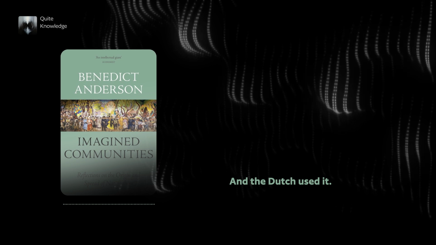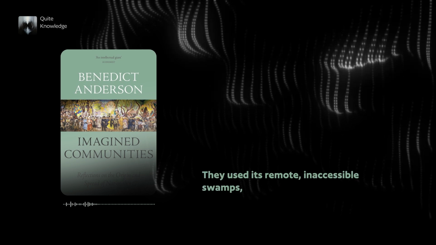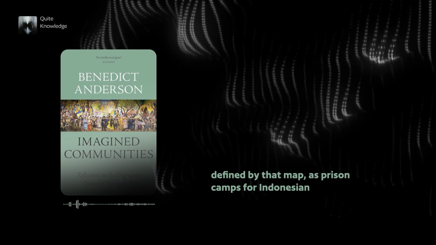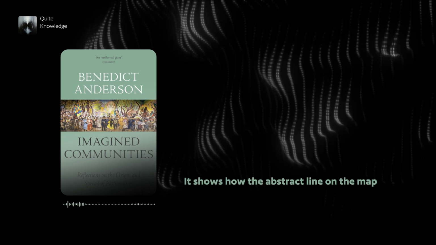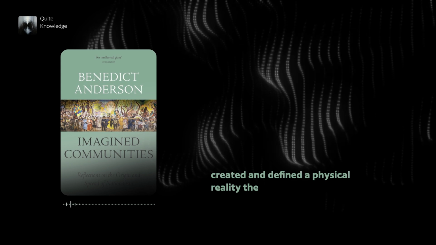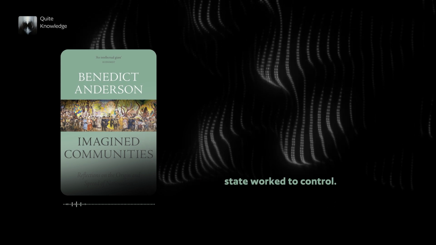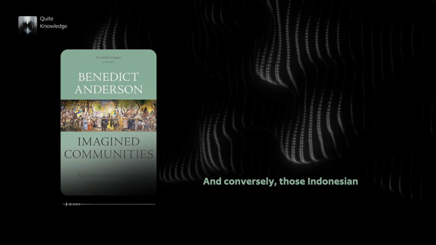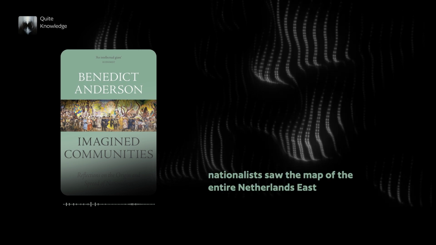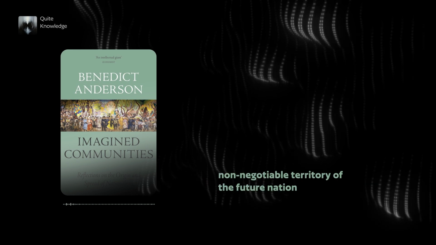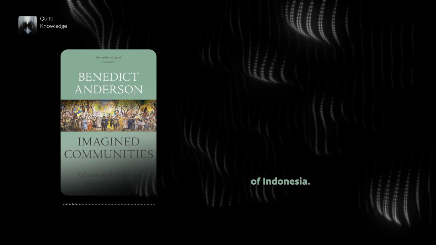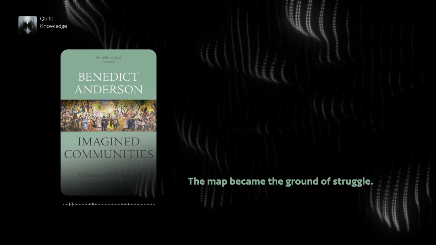And the Dutch used it. They used its remote, inaccessible swamps, defined by that map, as prison camps for Indonesian nationalists fighting for independence from the Dutch. It shows how the abstract line on the map created and defined a physical reality the state worked to control. And conversely, those Indonesian nationalists saw the map of the entire Netherlands East Indies, including West New Guinea, as the non-negotiable territory of the future nation of Indonesia. The map became the ground of struggle.